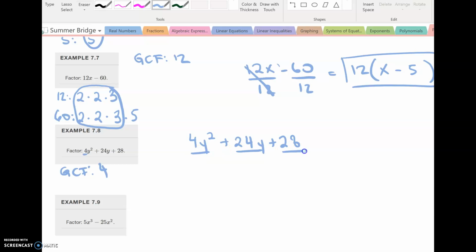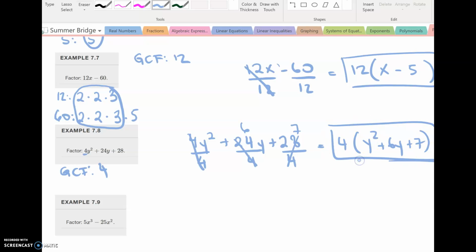Now I'm going to divide every single term by the GCF, which is 4. So I have 4 out on the outside of the parentheses. That cancels. I have y squared. 24 divided by 4 is 6, so plus 6y. And 28 divided by 4 is 7, so plus 7. And so this right here is the factored form.